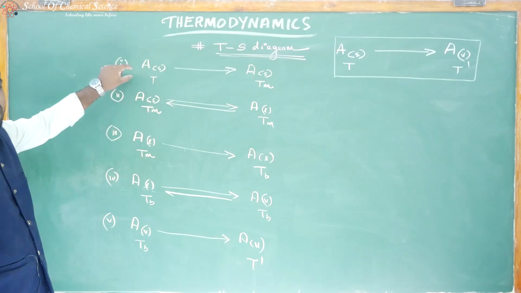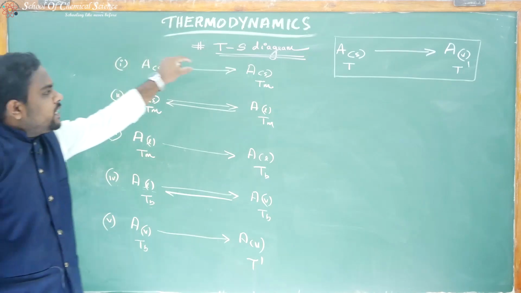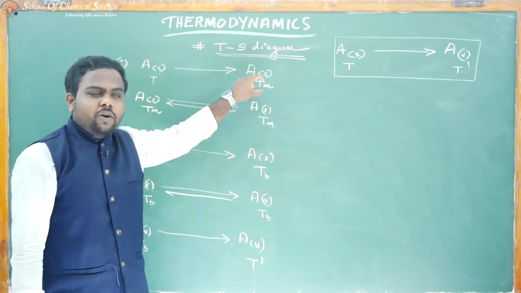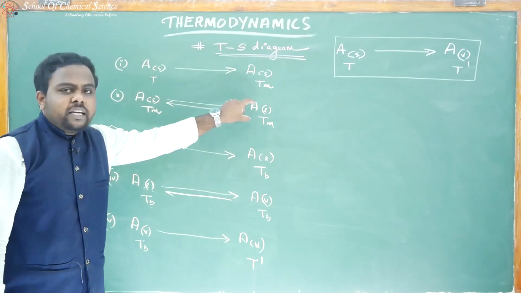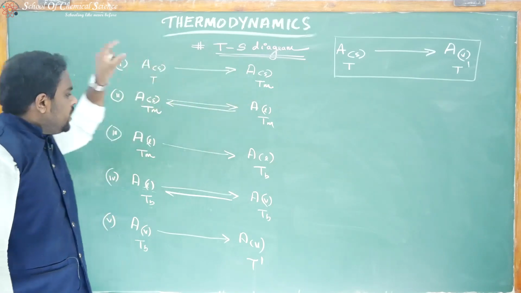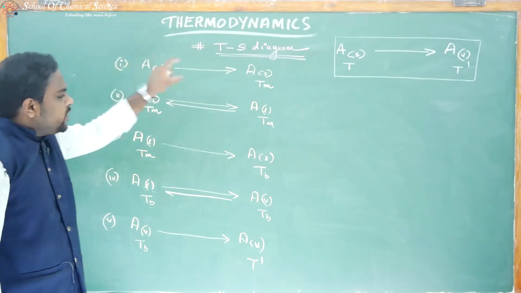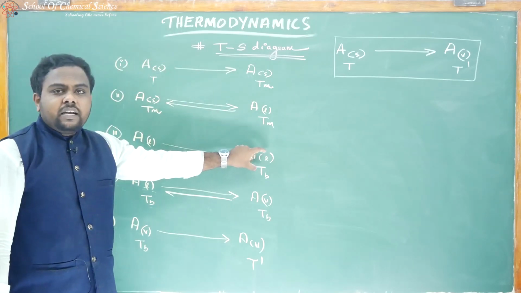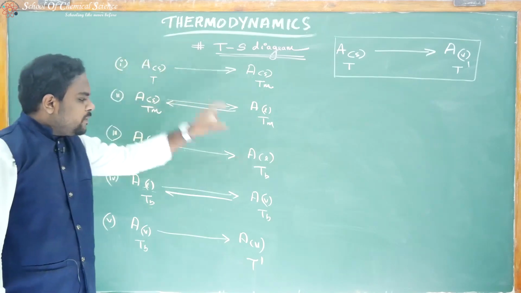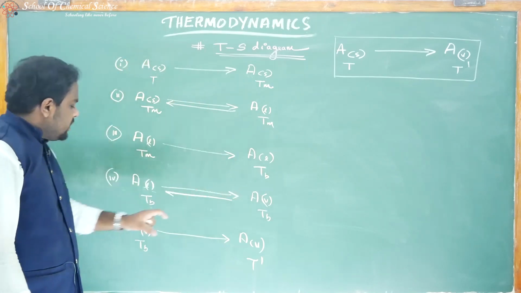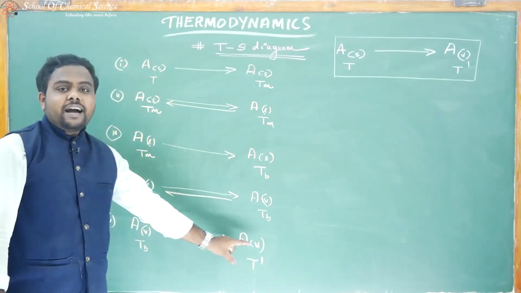First step, your solid at a temperature T, taking ice as an example: ice at minus 10 is converted into ice at melting temperature 0. Then ice at melting temperature 0 is completely converted into water at 0. Then water at 0 is converted into water at the boiling temperature, 100 degree. Then water at 100 degree is completely converted into vapor at the same temperature. Then the vapor will be converted into any high temperature.